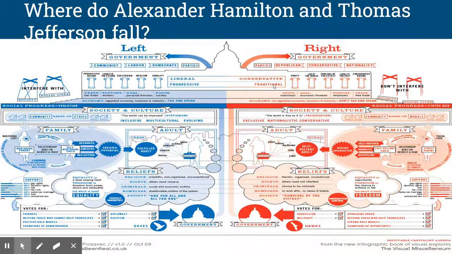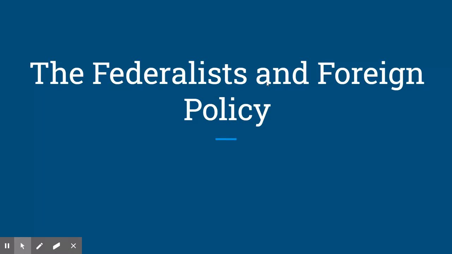And so as we go through and we study Alexander Hamilton and Thomas Jefferson, think about where each man would fall, on which side of the spectrum each man will fall, and I think you'll find it's pretty hard. It's pretty hard to say who's on the right and who's on the left. It's an interesting exercise. So let's talk about foreign policy.